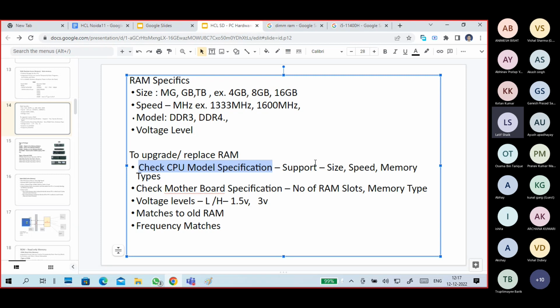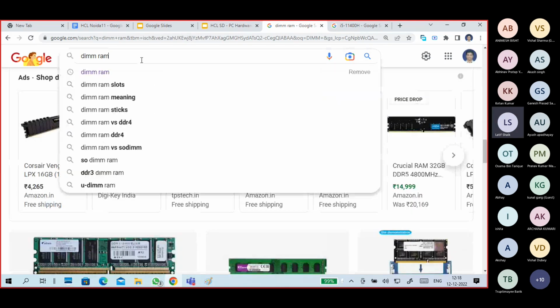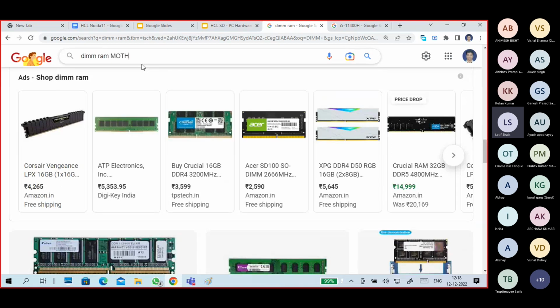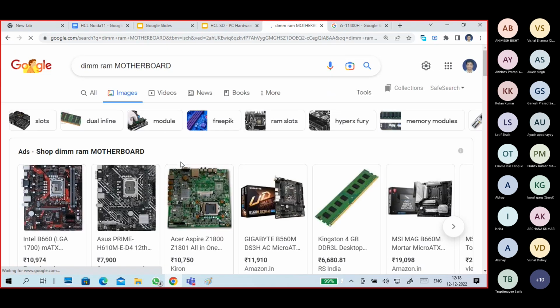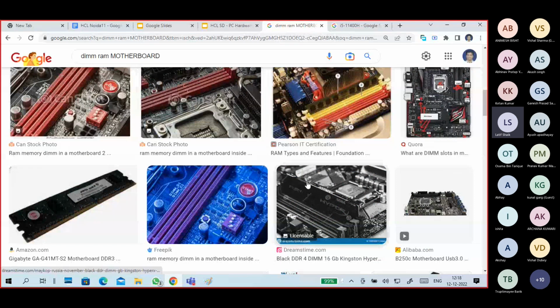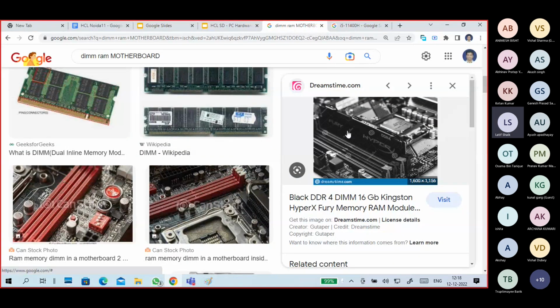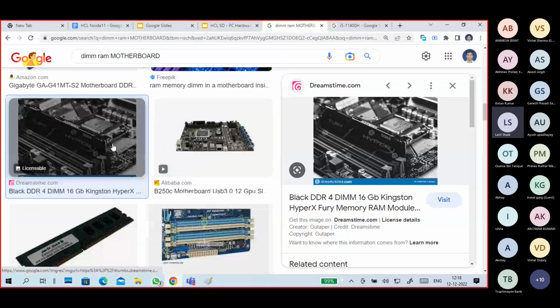Check the CPU model specifications, supported size, memory, and memory types. Also check your motherboard specification: number of RAM slots, memory type, voltage levels. Guys, if you want to add a RAM, or replace the RAM, or upgrade the RAM, you have to check the existing RAM. Better to check the motherboard's existing RAM. The motherboard already has a RAM. You want to replace this RAM? Then check what type of RAM it is and its other specifications, and you can replace it.